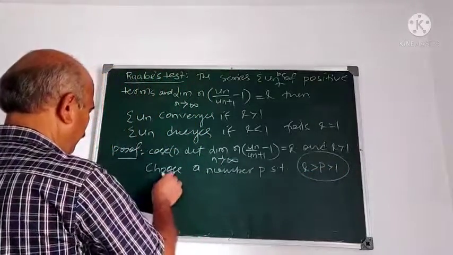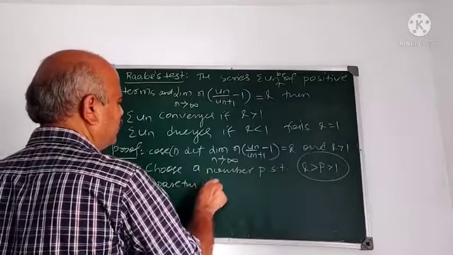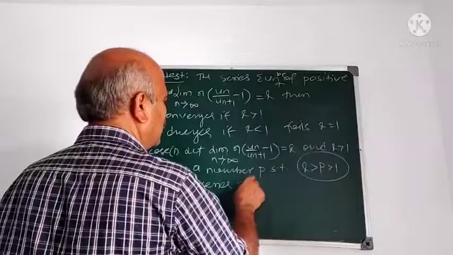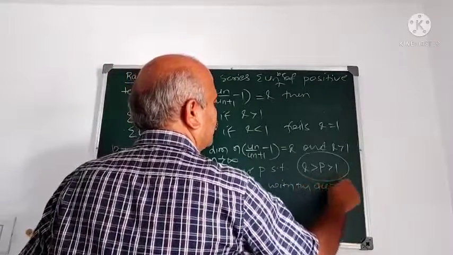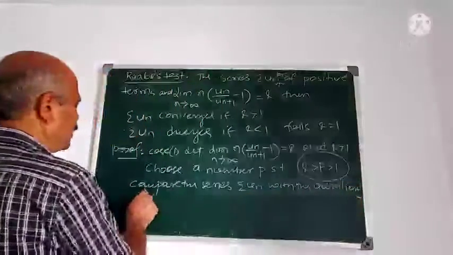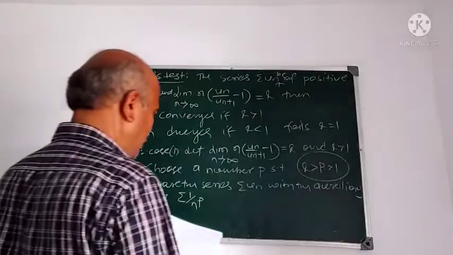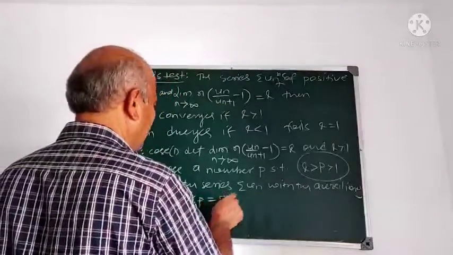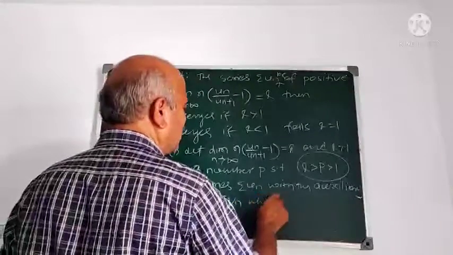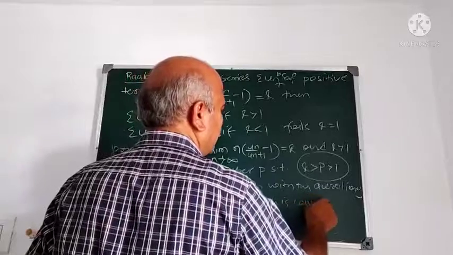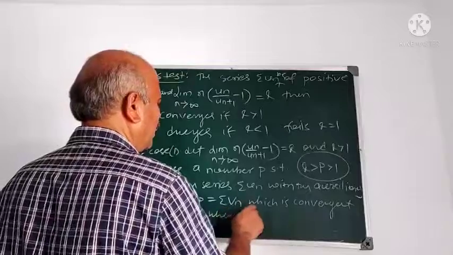Then we compare the series sigma un with the auxiliary series. What is the auxiliary series? Sigma 1 upon n raised to p, we take this as sigma vn, which is convergent when p is greater than 1.